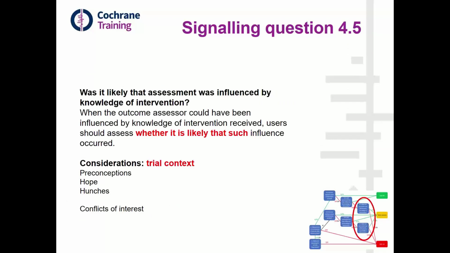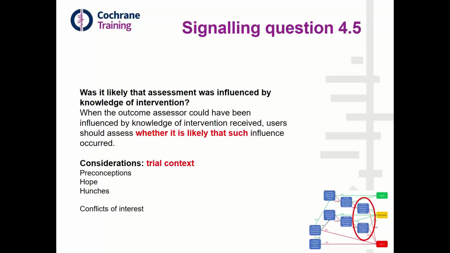So signal question 4.5 moves on. Here we're not talking about whether there's an outcome robust to lack of blinding, but whether blinding, even in outcomes that are subjective, matters or not. This is a new element of the tool, and it boils down to whether it is likely that observers would have been influenced by a lack of blinding.